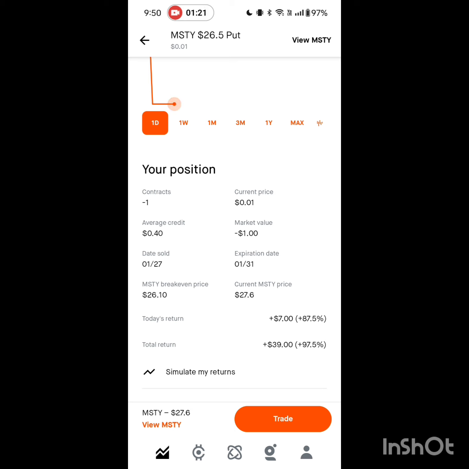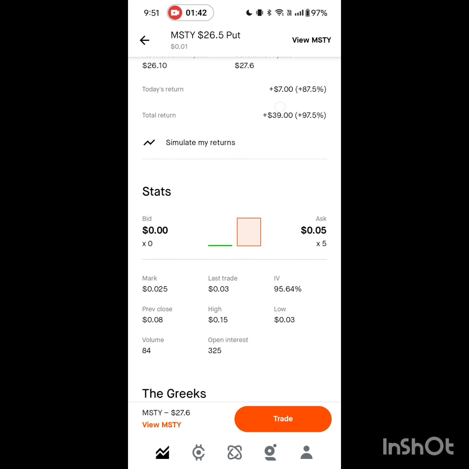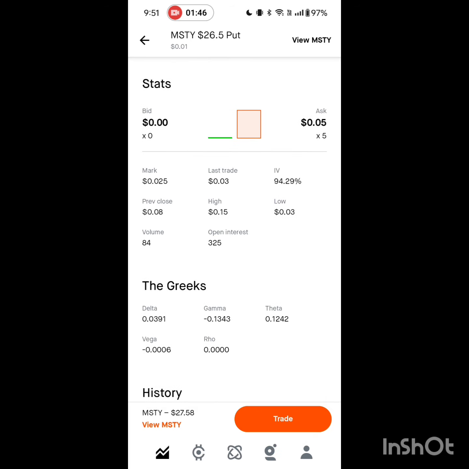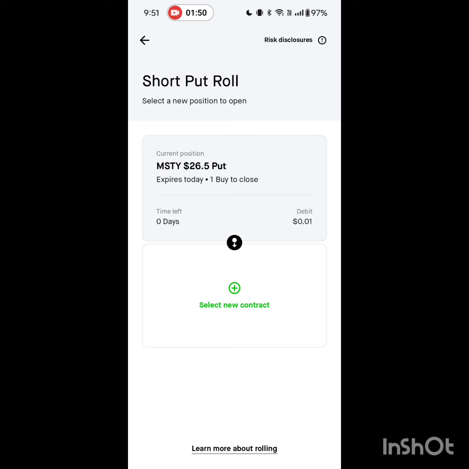In some cases, you may have to pay additional premium or you may receive additional credit, depending on its intrinsic or extrinsic value. Okay, let's do a live example so I can actually explain this a lot better. Let's go to trade. We're going to select roll a position.